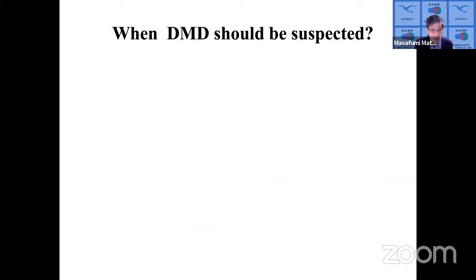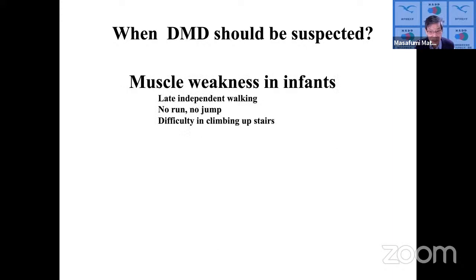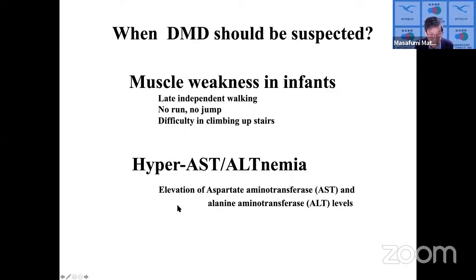When DMD should be suspected, firstly, muscle weakness in infant. Muscle weakness is revealed by late independent walking, no run, no jump, or difficulty in climbing upstairs. And secondary, hyper-AST-ALT-anemia. This is elevation of aspartate aminotransferase AST and alanine aminotransferase levels. So if you find this abnormality in the patient, please take the DMD into differential diagnosis.